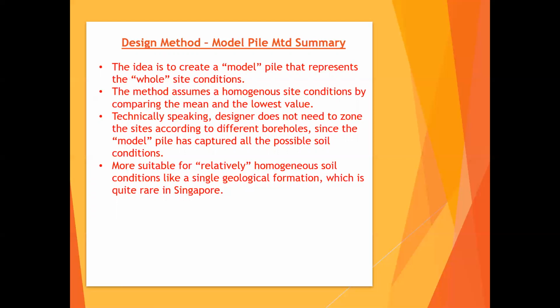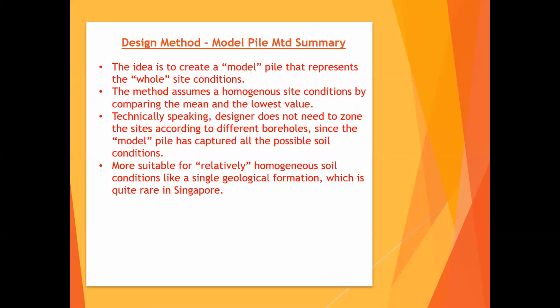It's essentially the same. But if your site is quite homogeneous, meaning you cannot really identify which one is the most conservative borehole, you take the mean and you check accordingly. Then you'll find out sometimes your mean will govern. If your mean governs, it means your site is quite homogeneous, the variance is less than 10%. Technically speaking, with this method you don't need to zone the site. You don't say this zone belongs to this borehole, or use this borehole to represent that zone. You don't need to do this because your model power technically has captured all the possible soil conditions.